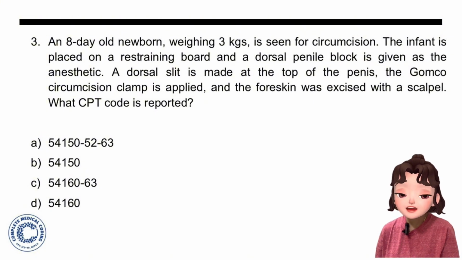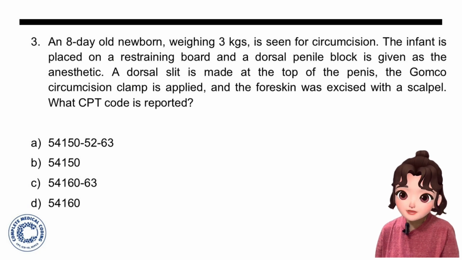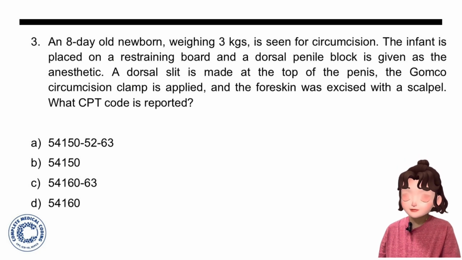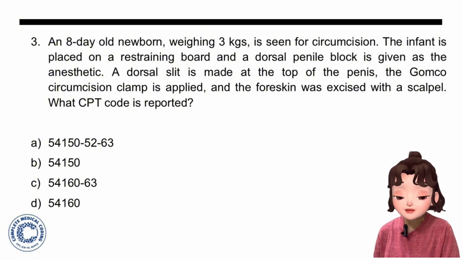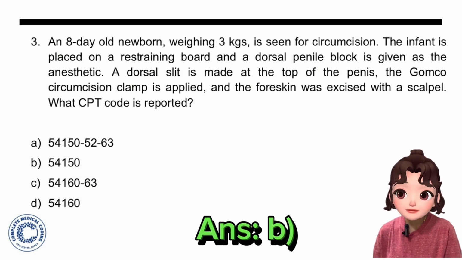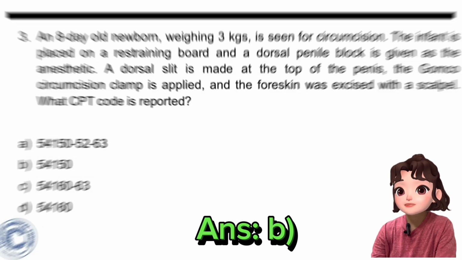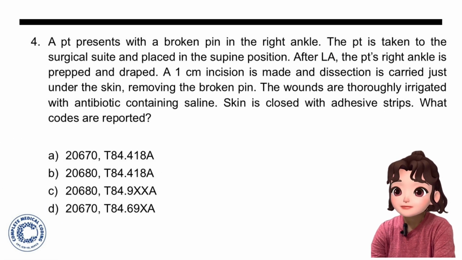Here this is done using the clamp, right? See, the Gomco circumcision clamp is applied. So this is using a clamp. So the correct code will be 54150. 54160 is the wrong code because that is without using a clamp. So here the correct answer is option B, 54150. Hope you understood. Now moving to the fourth question.